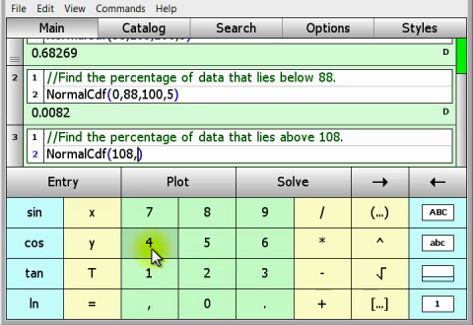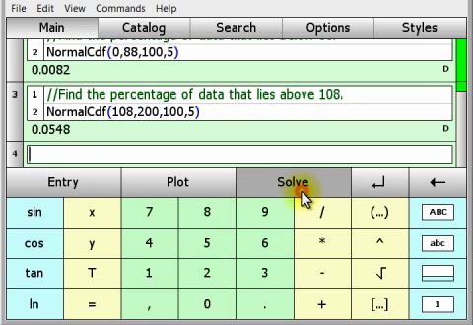And remember, it needs to be far enough out that you're not affecting the numbers that you come up with. So like I said, a general rule is 20 standard deviations above the mean. The mean is 100. 20 standard deviations above that would be 200. Make sure that you know where I got that answer from. So between 108 and 200, and then we can set this up as 100 for our mean and 5 for our standard deviation. Hit solve to return the answer, and that shows that there's about 5.5 or 5.48% of the data that lies above 108.